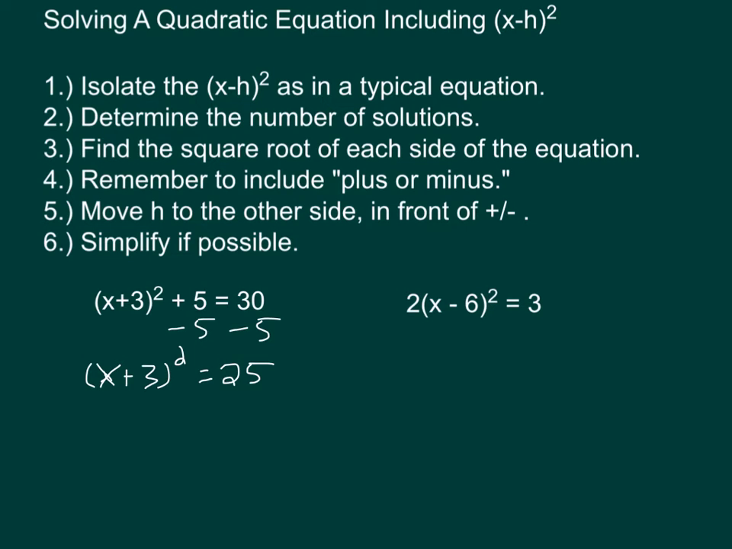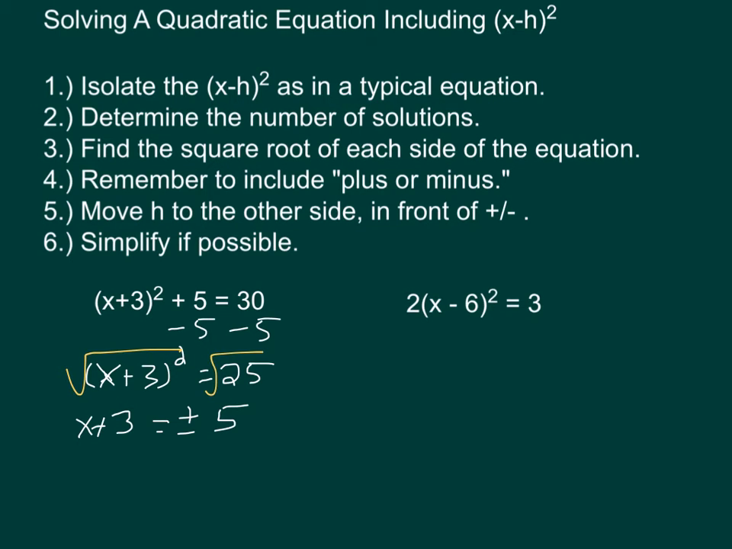I can't touch the 3 that's inside until I get rid of the squared up on top. So I'm going to take the square root of each side. Because 25 is a positive number, that's why I'm continuing with this, and I'm going to get two different solutions. The square root of x plus 3 squared is just x plus 3. The square root and the square basically cancel out there. Now I want to include plus or minus because I'm putting in a square root symbol there, so I have to have the plus or minus. There's two answers, and the square root of 25 is just 5.